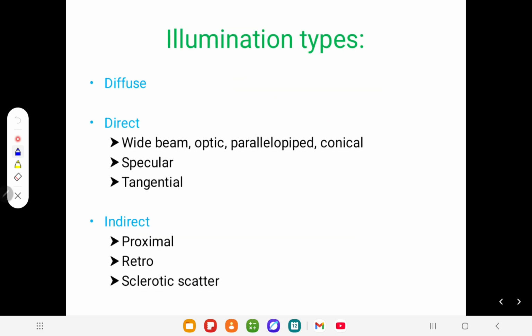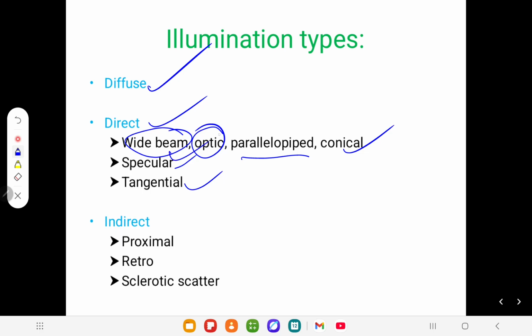Okay. So basically, in case of illumination techniques, roughly we divide into diffuse and direct, in which we definitely talk about parallelepiped, optical section, specular reflection, tangential illumination technique, conical, and wide beam. I think there is very little difference between wide beam and optical, but yes, a little bit different. Then we will talk about indirect, proximal, retro, and sclerotic scatter, and we will talk about retro in many different ways. So let's move forward. This categorization is a little bit rough, okay?